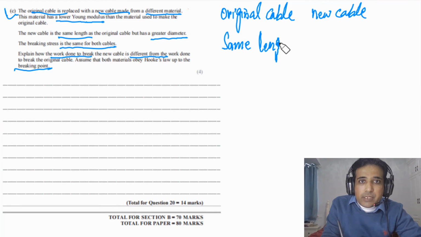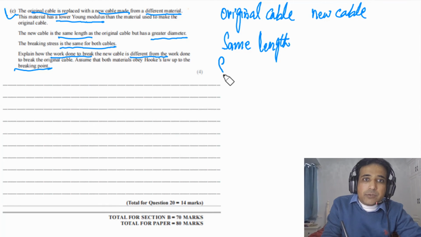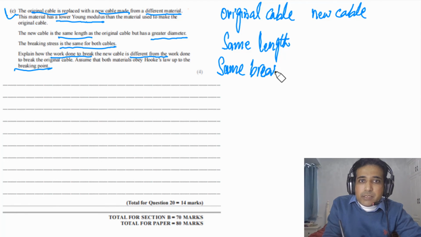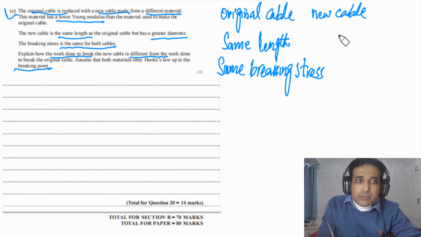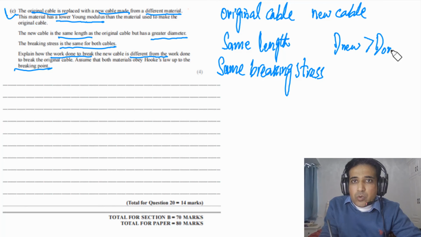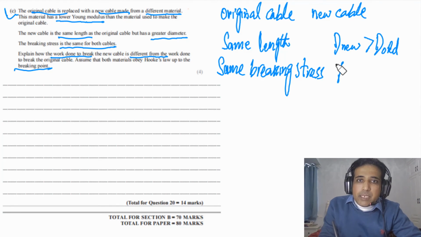So we can say they have the same length, and also they have the same value of breaking stress. So these points we can write down. For the new cable, we are given that the diameter of the new cable is greater than the diameter of the old cable, or we can say the original cable. But Young's modulus of the new cable is lower than Young's modulus of the old cable.